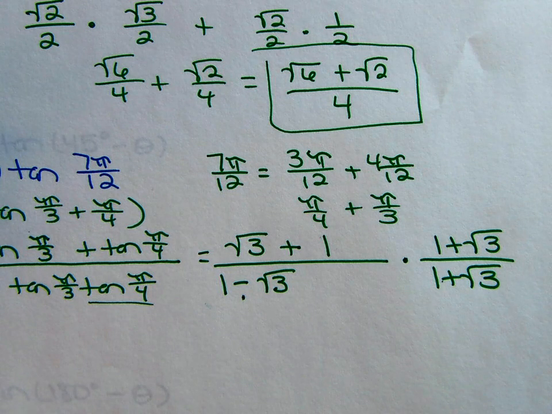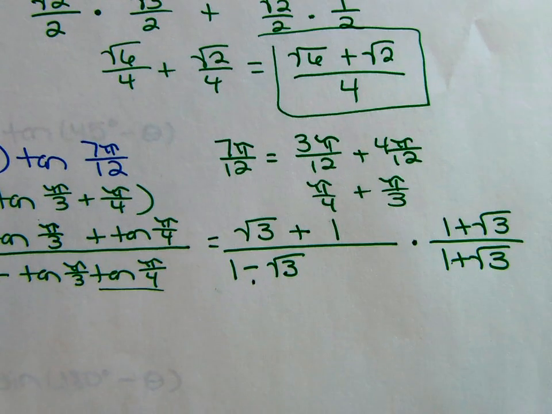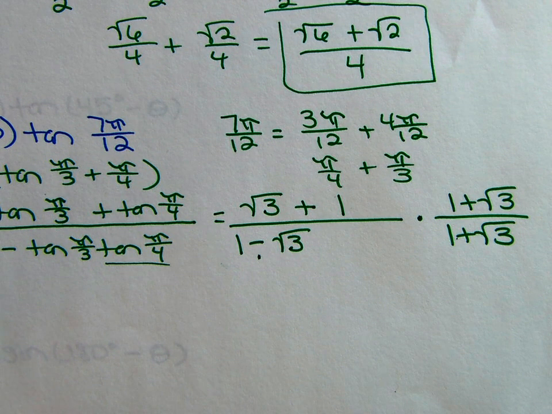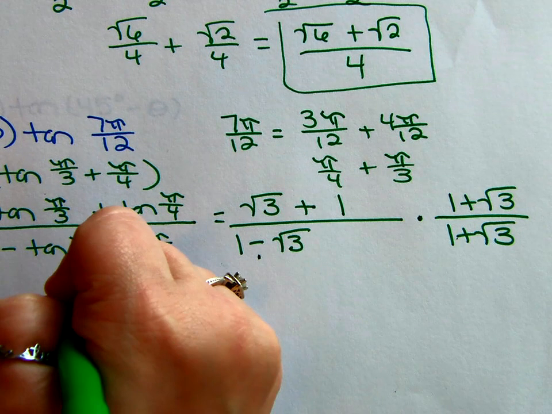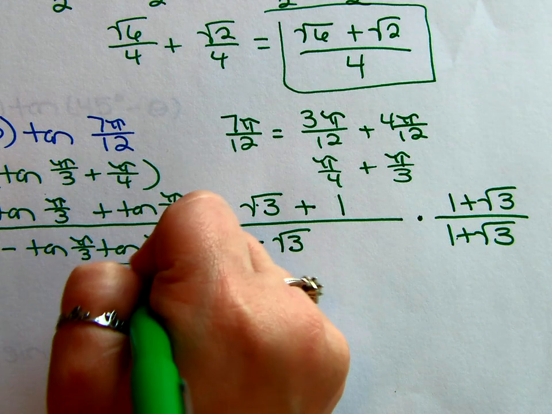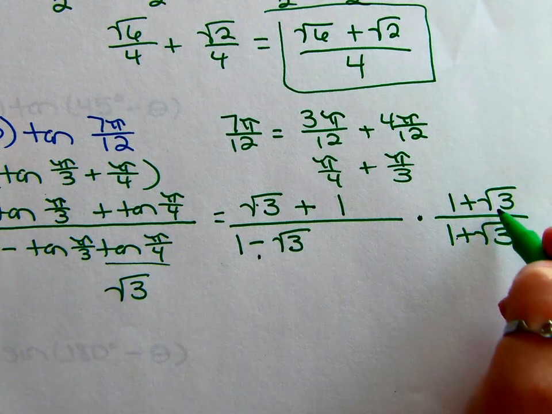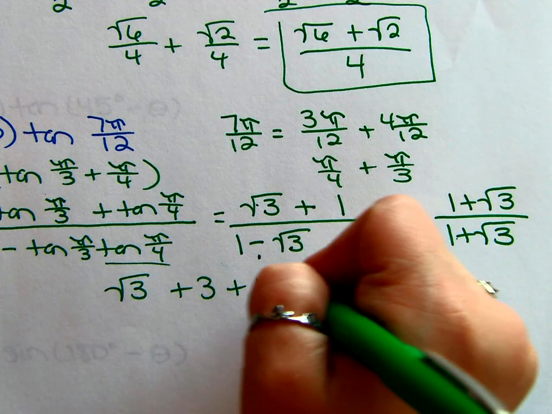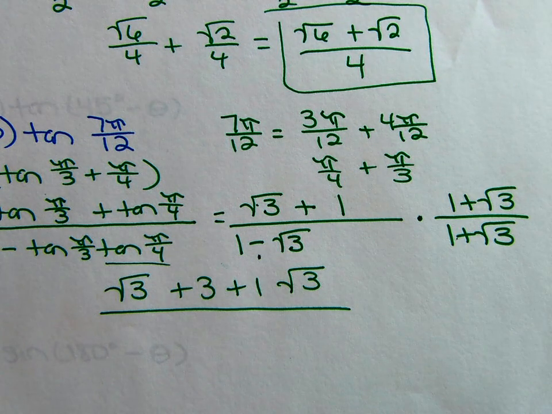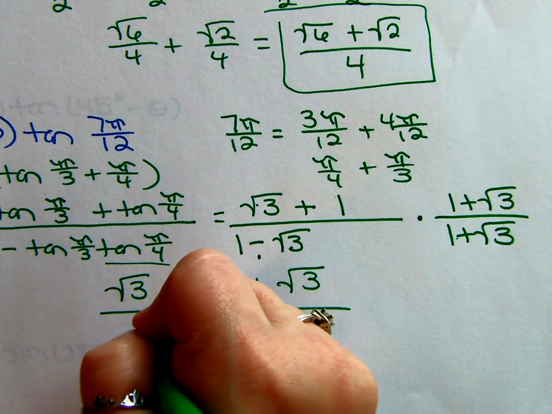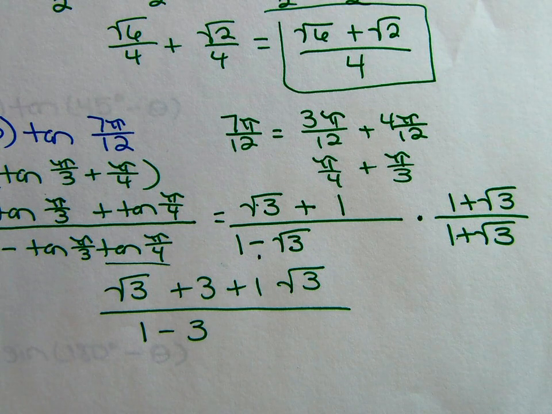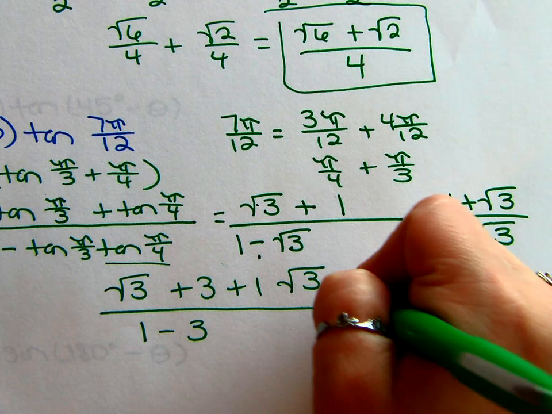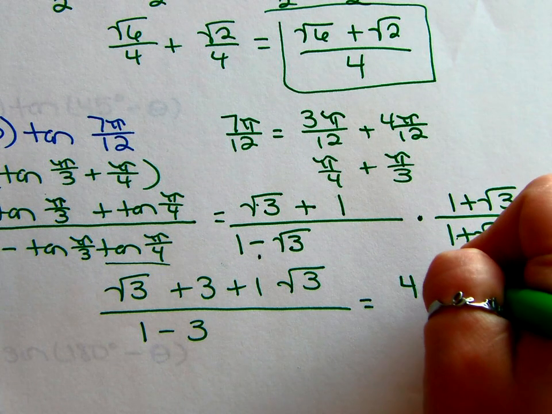But we do need to FOIL both the top and the bottom in order to get rid of all of this. So on top, I'll take radical 3 times 1, which is radical 3. So that's first. Outer will give me a positive 3. Inner will give me a positive 1. Last will give me a radical 3. All over on the bottom, what I end up with is 1 minus 3. So I have 4 plus 2 square roots of 3 on top, all over a negative 2 on bottom.